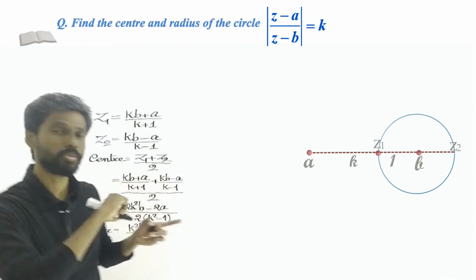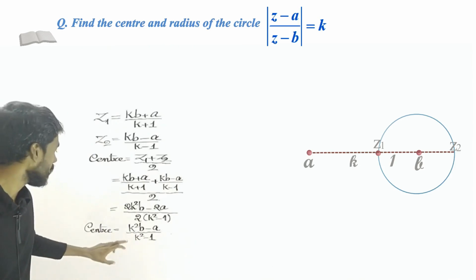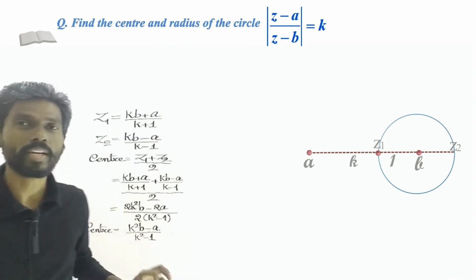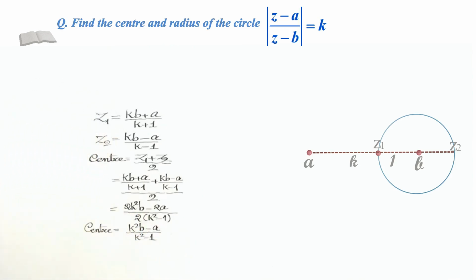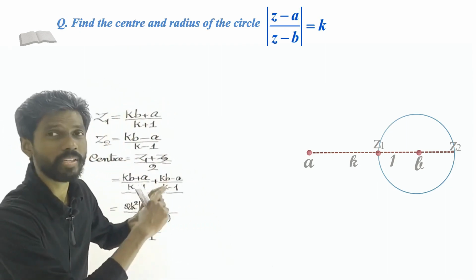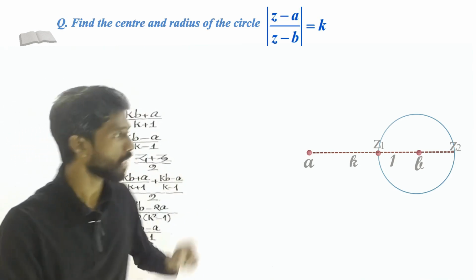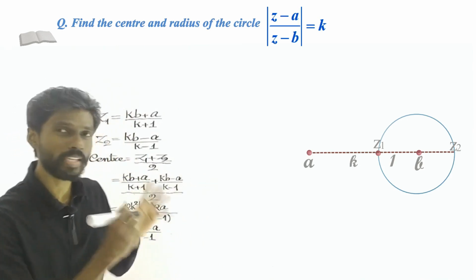So we found the 2 diametrically opposite points, then found the midpoint, and we get the center of the circle. Yes, so the center is found. Now we also have to find the radius of the circle. That is half the distance between these 2 points, because these 2 are endpoints of the diameter. So find the distance between them.